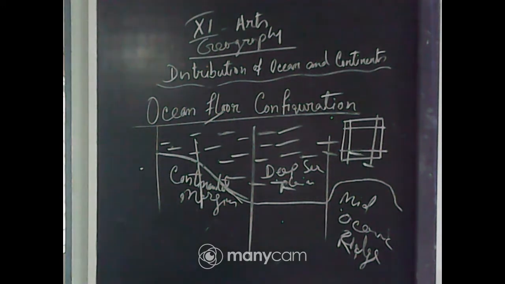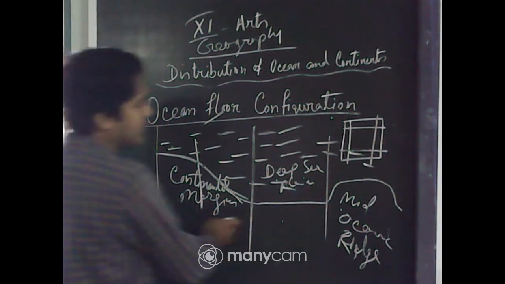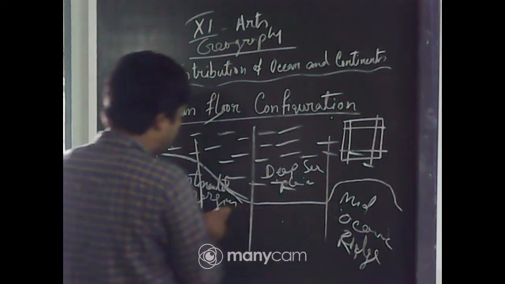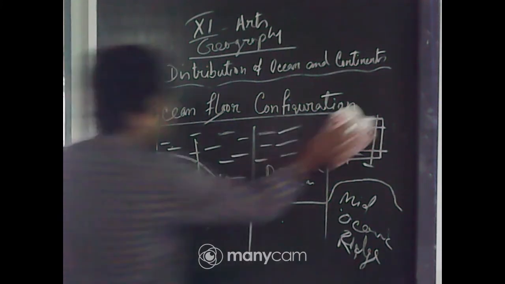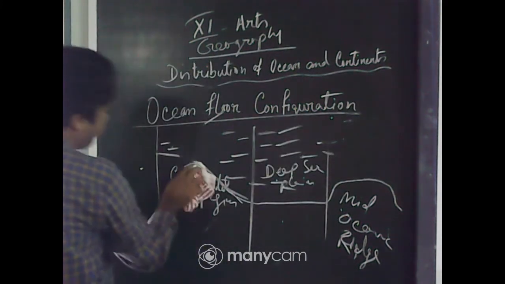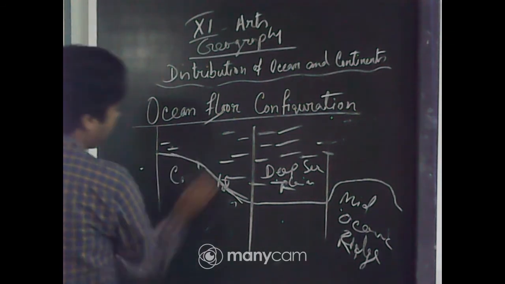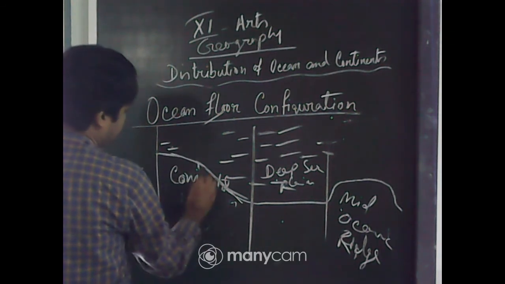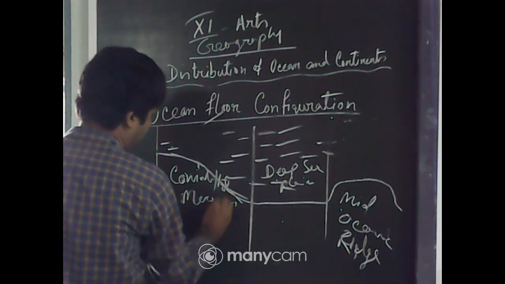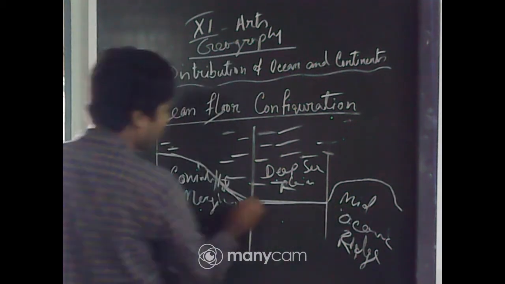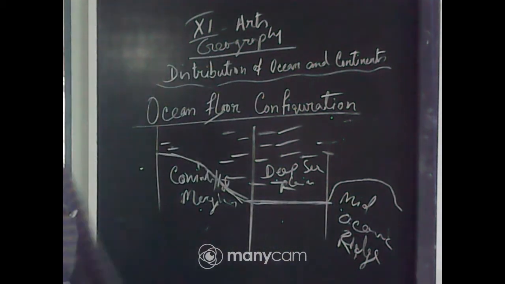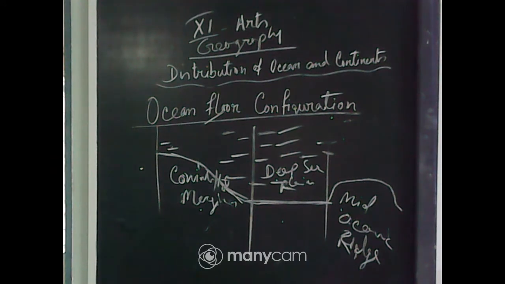Now, the abyssal plain after the continental margin is a transition zone between the continental margin and the mid-oceanic ridge. The mid-oceanic ridge and the continental margin are linked with the deep sea plain. Continental margin and mid-oceanic ridge both are linked by deep sea plain. Understood? Both are linked by deep sea plain.